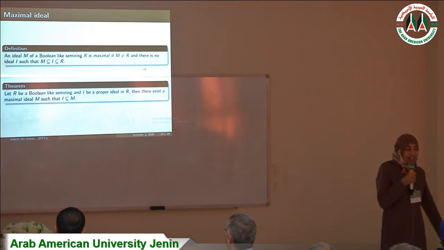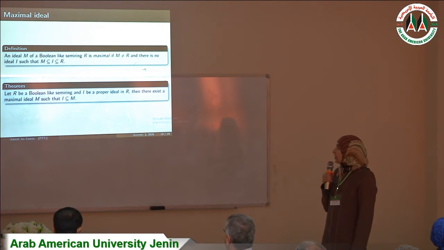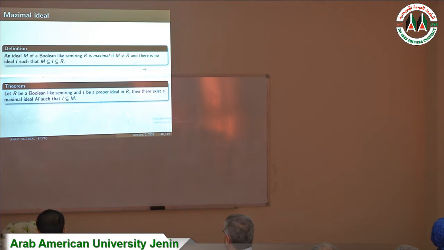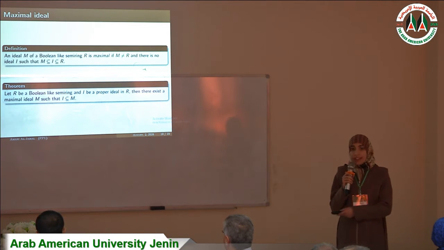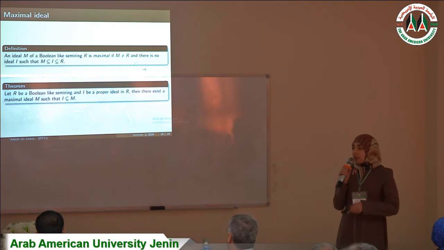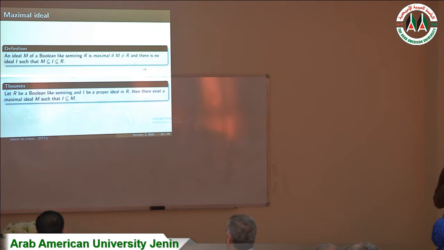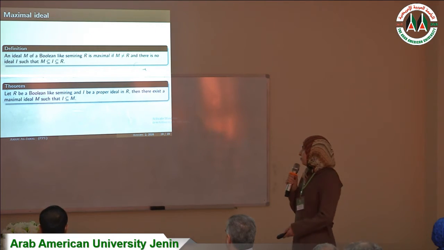Maximal ideal: any ideal M of a Boolean ring R is maximal if M is not equal to R and there is no ideal I such that M is a subset of I which is a subset of R. Theorem: let R be a Boolean ring and I be a proper ideal of R. Then there exists a maximal ideal M such that I is a subset of M, meaning that I is contained in M.